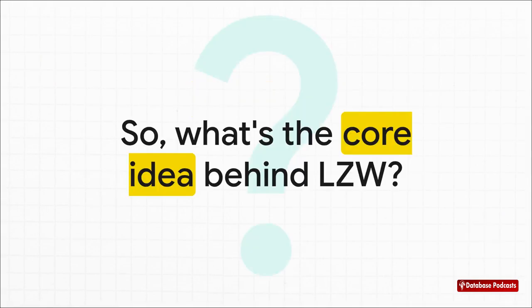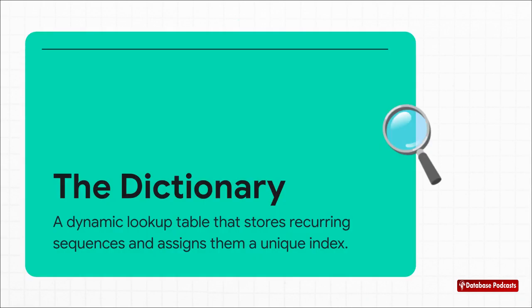Okay, so how does it actually find these repeating sequences and keep track of them? It's not like it scans the whole file first. The secret is something it builds as it goes along. It uses something called a dictionary. If you've ever worked with databases, you can pretty much think of this as a dynamic lookup table. It stores sequences of characters and gives each one its own unique key, or index. And that word dynamic is super important. This dictionary is built completely on the fly.